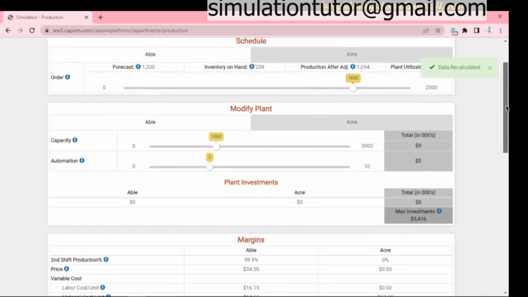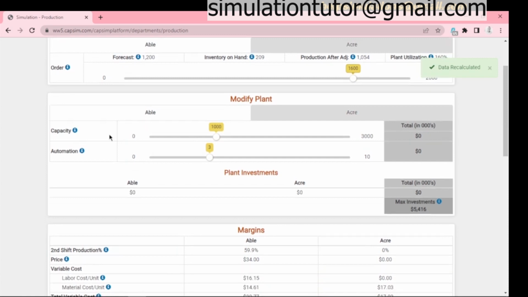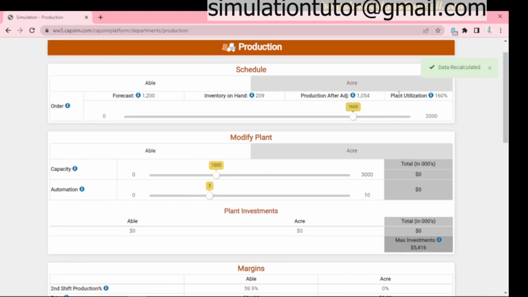a good decision. Then for the capacity, we won't increase capacity for Able product or automation, because remember the plant utilization is about 160%. So maybe because the utilization has increased, we are almost using all of our second shift. Maybe we can increase the capacity by 50 units, let's say 50 units, so that the plant utilization can, okay, so I think that's a fine figure, increasing the capacity by 50.